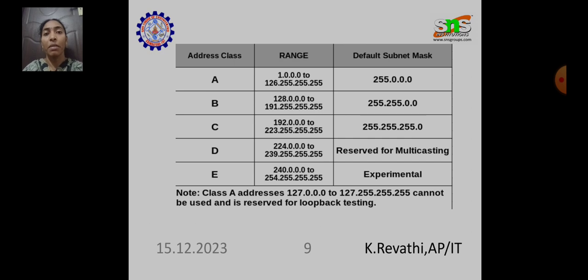Then this table represents the differentiation of the classes from A to E. A, B, C, D, E range from 1 to 255. Then the default subnet mask is represented by 255.0.0.0. Then class E is experimental.